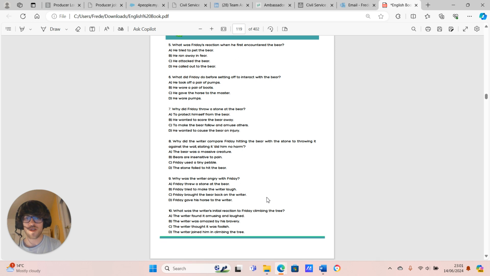So, what was the writer's initial reaction to Friday climbing the tree? Remember, Friday climbs it first, and the bear goes up with him. I don't remember the writer saying he laughed. I don't remember the writer calling him brave. We defined a word, didn't we? Folly. What did folly mean? A foolish act. The writer thought it was a folly. It was foolish. Has to be C.